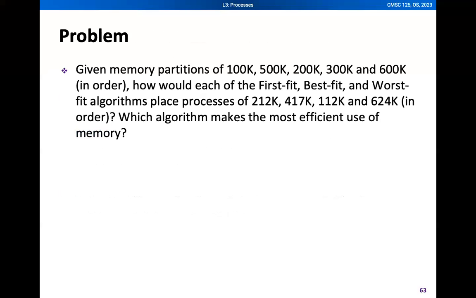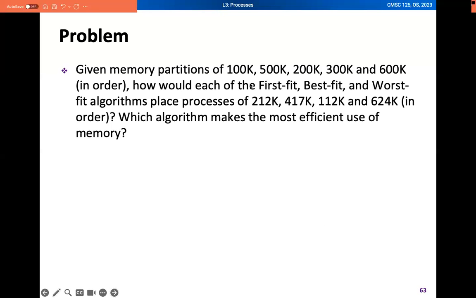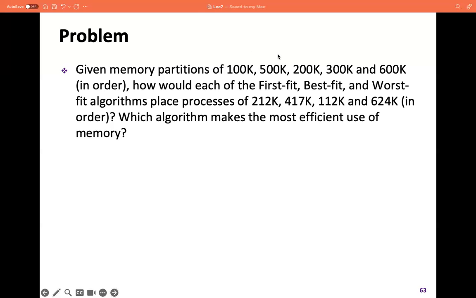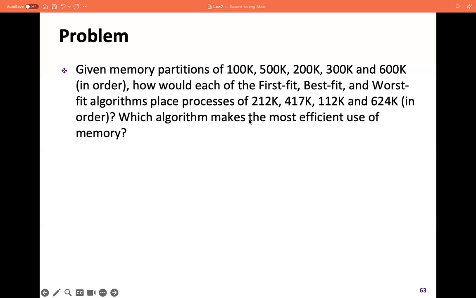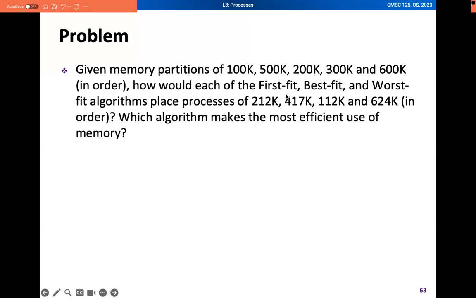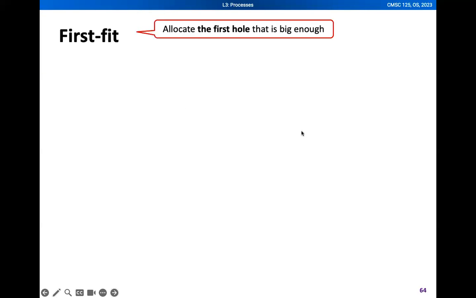Okay, so let us start with the first fit, but before that, let us read the problem. Given memory partitions of 100K, 500K, 200K, 300K, and 600K, in this order, how would each of the first fit, best fit, and worst fit algorithms place processes of sizes 212K, 417K, 112K, and 624K in order? And which algorithm makes the most efficient use of the memory? Okay, so let us start with the first fit.